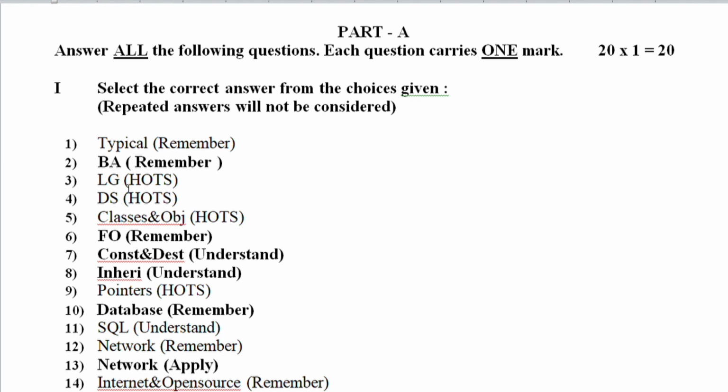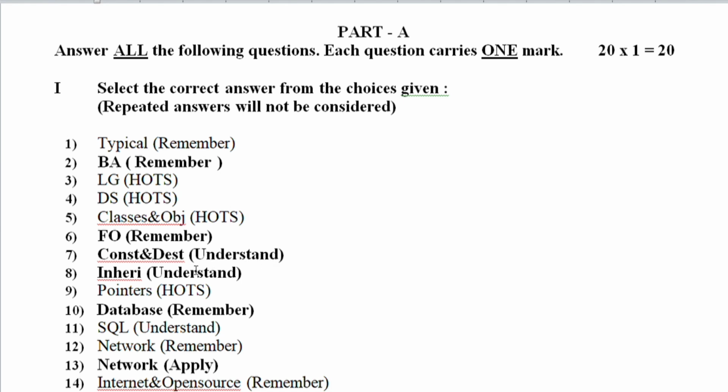Logic gates, it is HOTS question. Data structure, again HOTS question, that is high order thinking question. Classes and objects, again high order thinking questions. Function overloading, it is remember. Constructor and destructor, it is understand level question. See, what is this remember or understand?